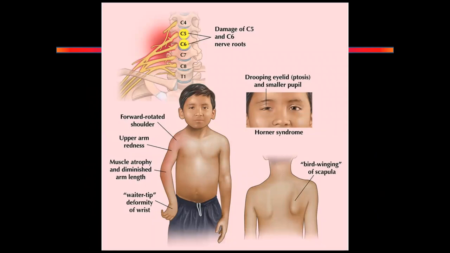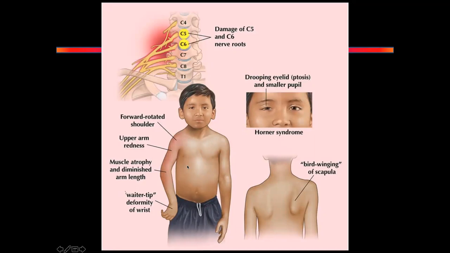Okay, what is this anomaly? There are some signs you can see. There is winging of the scapula. There is Horner syndrome with drooping of the eyelids. The shoulder is rotated. The upper arm has redness. There is muscular dystrophy of the arm and diminished length. And most importantly, there's deformity of the wrist. This is called a waiter's tip. And usually it is because of damage to the C5 and C6 nerve roots.